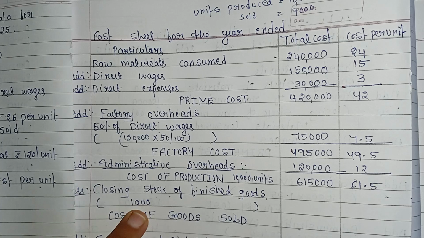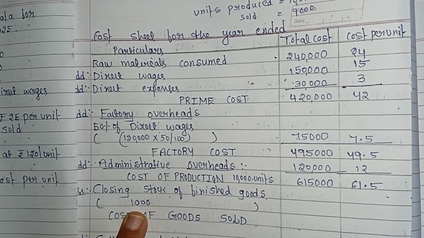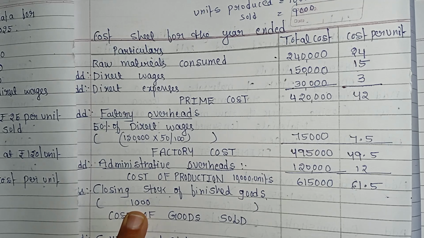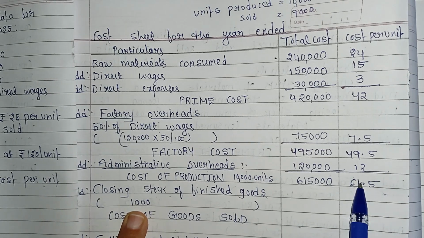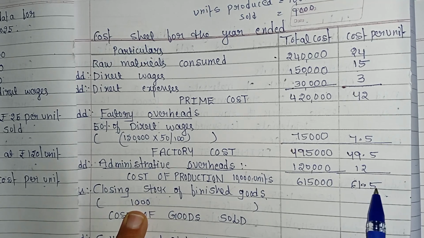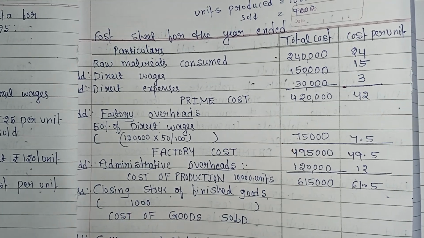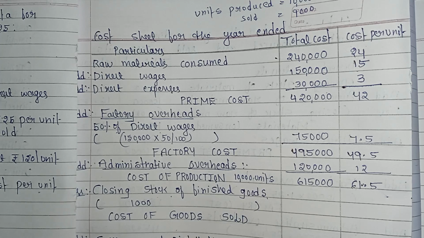Now, at which rate do we have to value the closing stock? Remember very carefully here, closing stock of finished goods is always valued at cost of production per unit, not including selling and distribution overheads or profit. Here closing stock of finished goods is valued at cost of production per unit, that is 61.5.